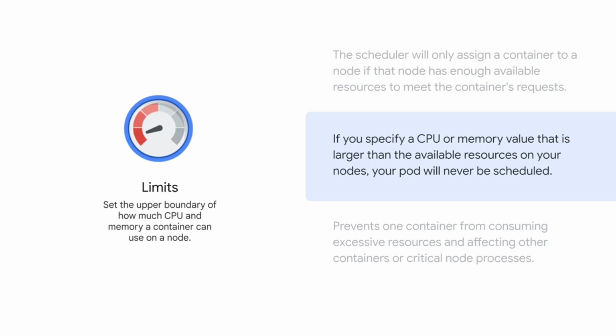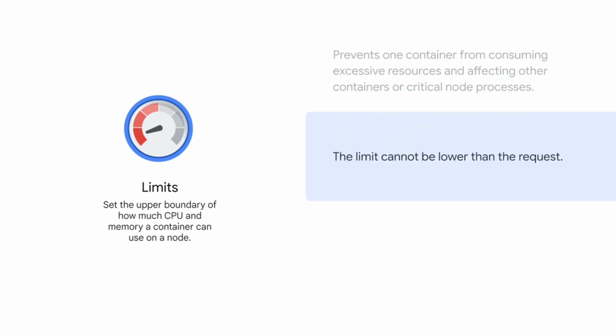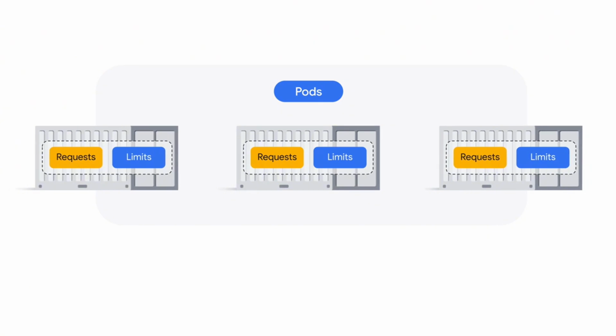Limits can set the upper boundary of how much CPU and memory a container can use on a node. This prevents one container from consuming excessive resources and affecting other containers or critical node processes. Please note that the limit cannot be lower than the request. Requests and limits must be for each individual container in the pod. Pods, however, are scheduled as a group, so you still need to calculate the total resource requests and limits by adding up the values from each individual container within the pod.